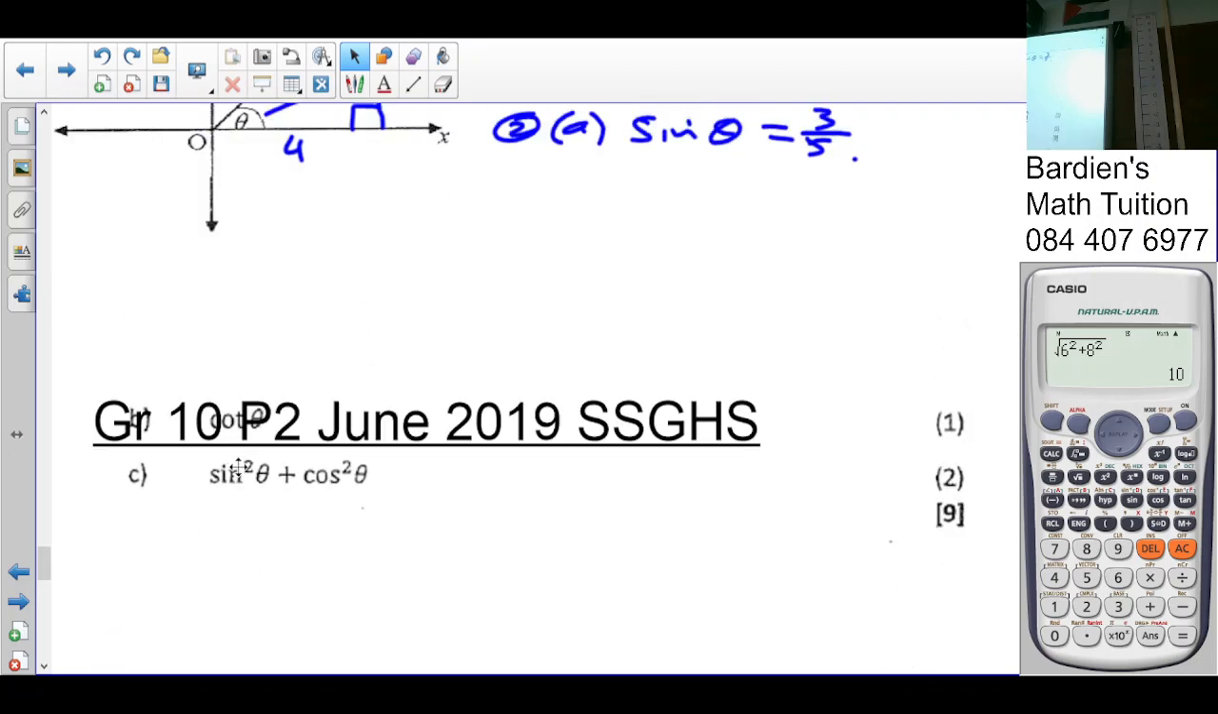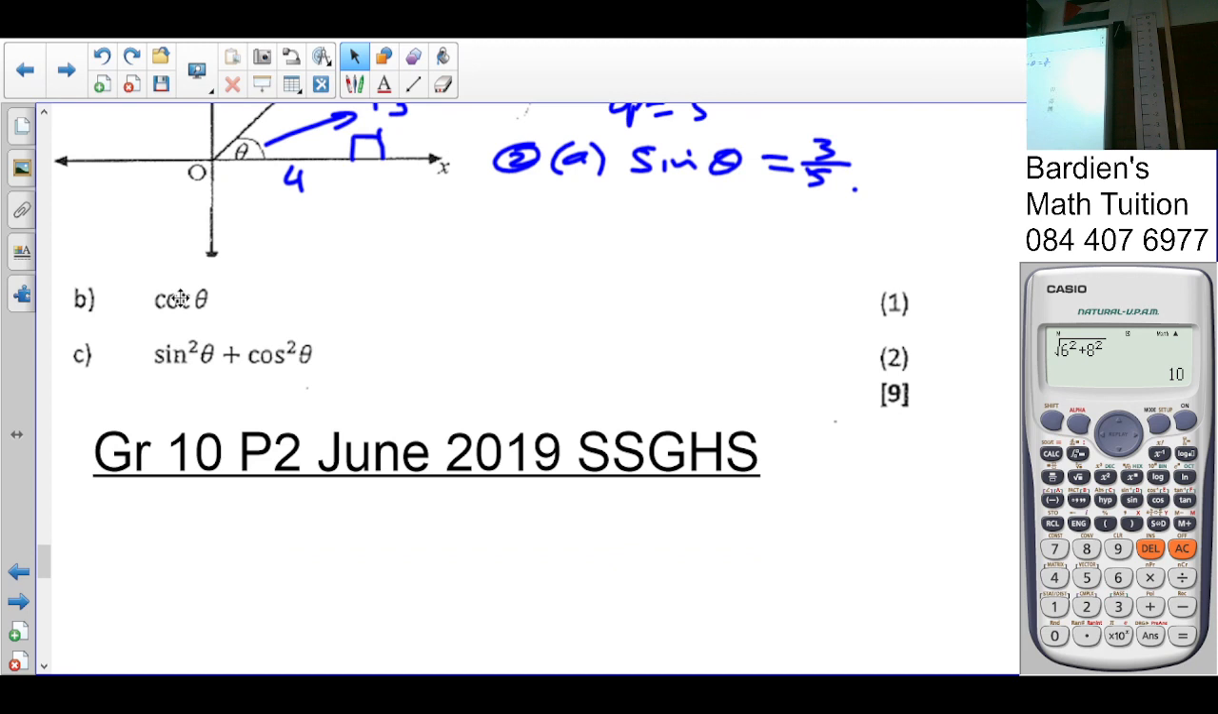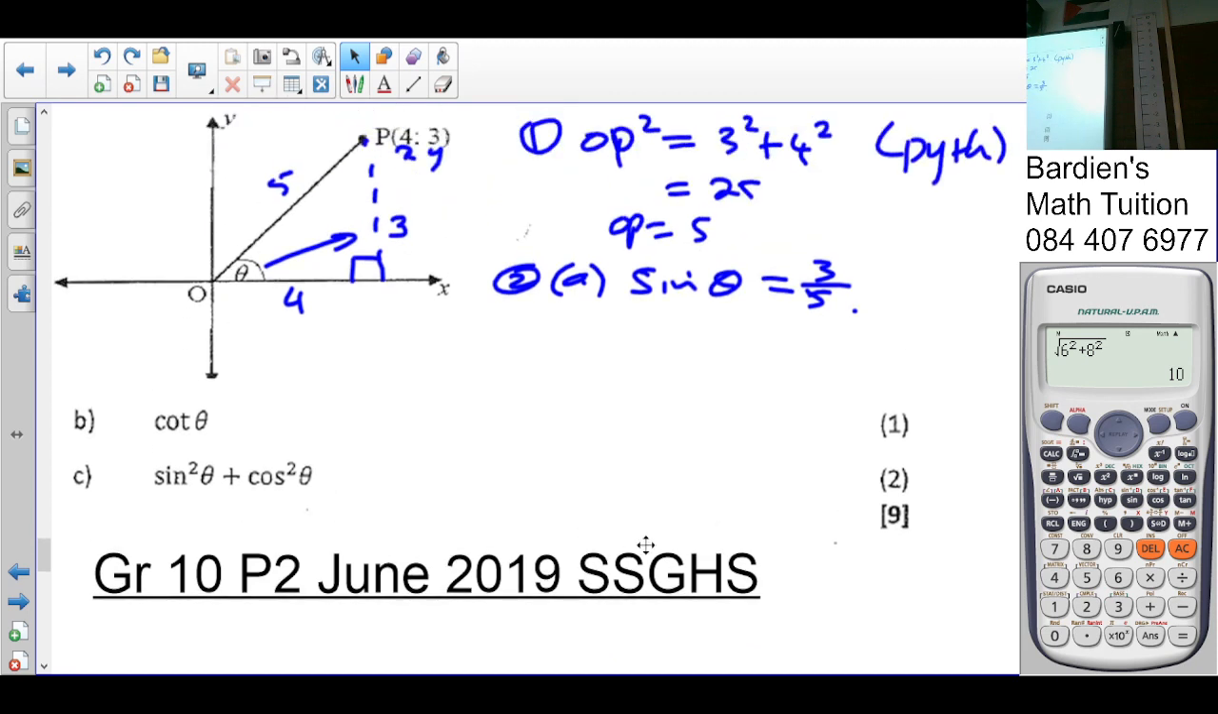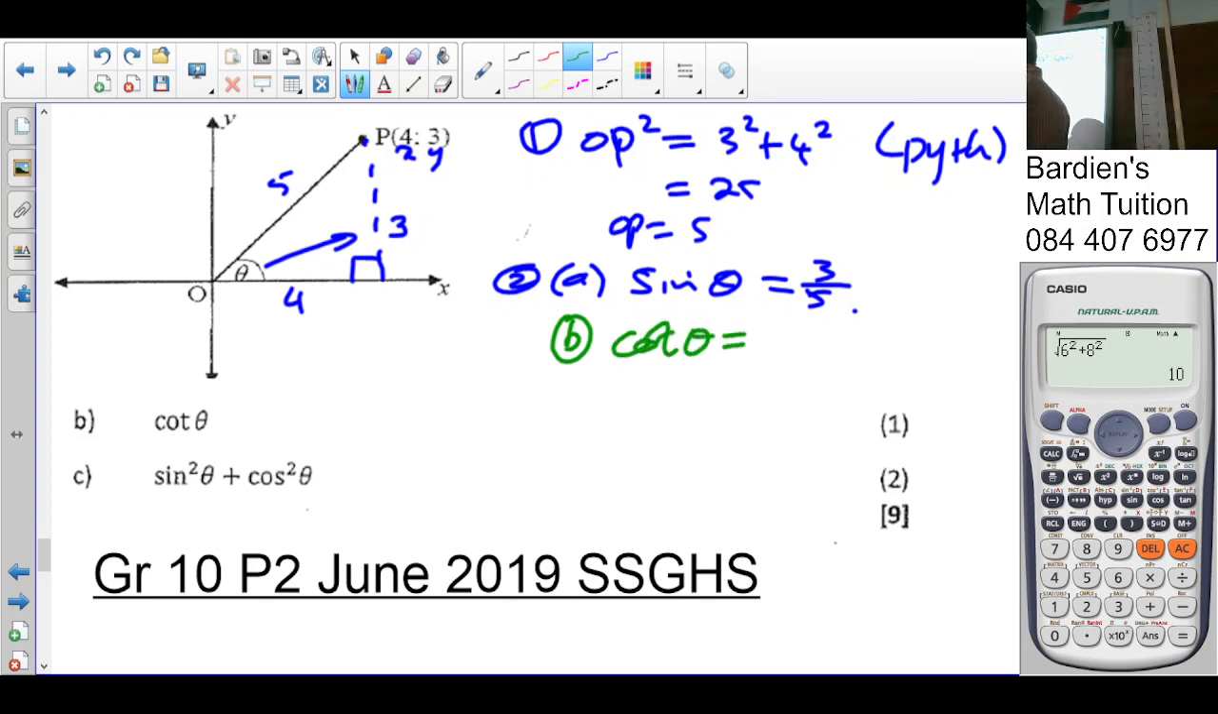And they want to know what is cot of theta. Cot is, tan is opposite over adjacent, so it's going to be adjacent over opposite. So my adjacent to theta is going to be 4, and my opposite is going to be 3.